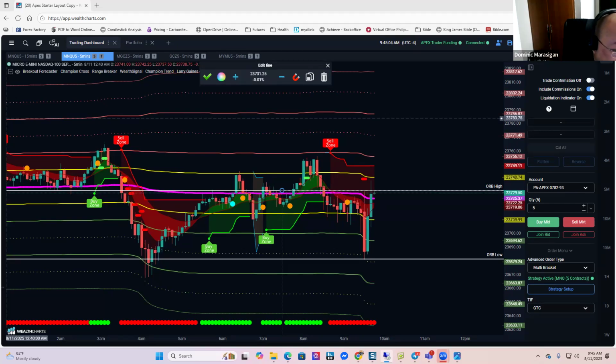Nope. See that? We didn't close above it, but we did pierce it. However, we closed above the what? We closed above the VWAP now, and we also closed above the cloud. So where do we enter this? We enter at the break of that wick way up there. Other than that, we don't enter the trade, because that's what it's going to do, like what you see right now.